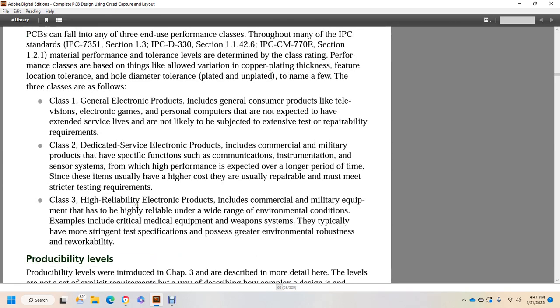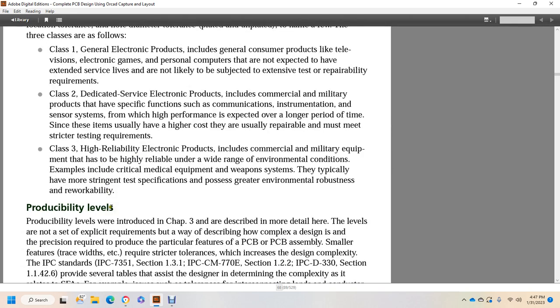In Class 3, you have high reliability electronic products, including commercial and military equipment that must be highly reliable under a wide range of environmental conditions. Examples include critical medical equipment and weapon systems that have more stringent test specifications, and possess greater environmental robustness and reworkability.